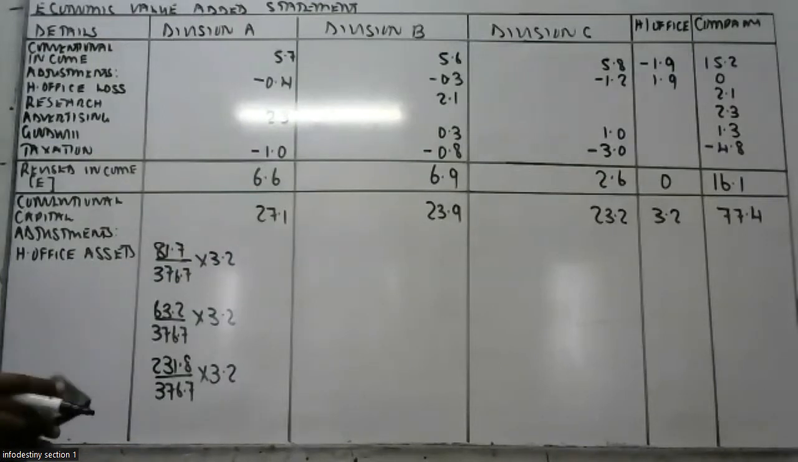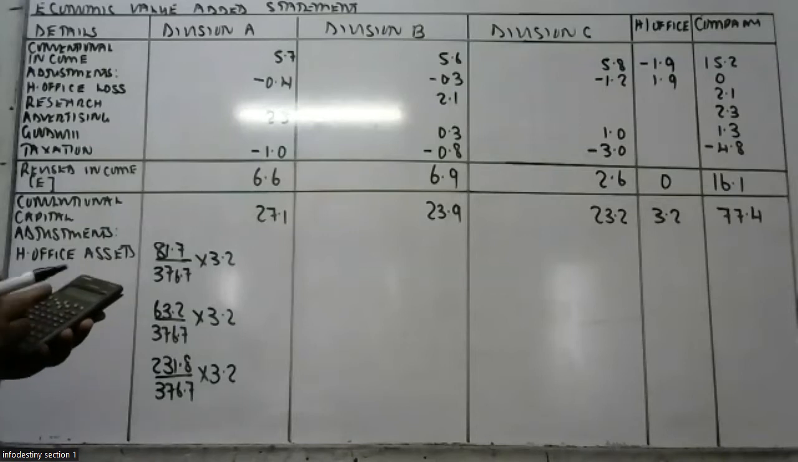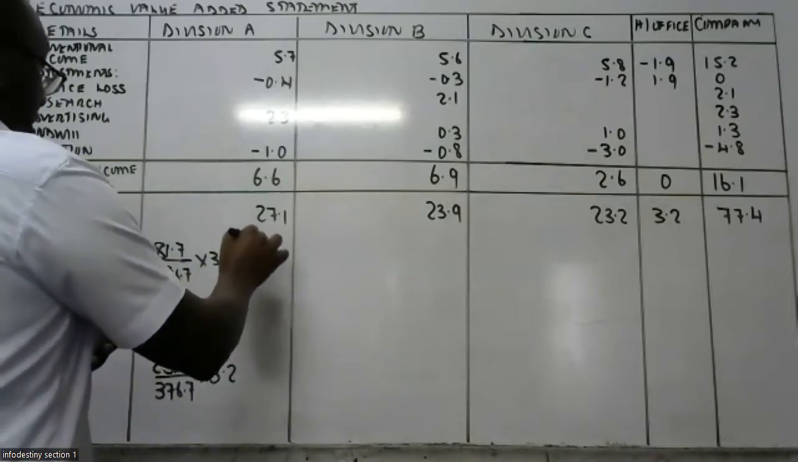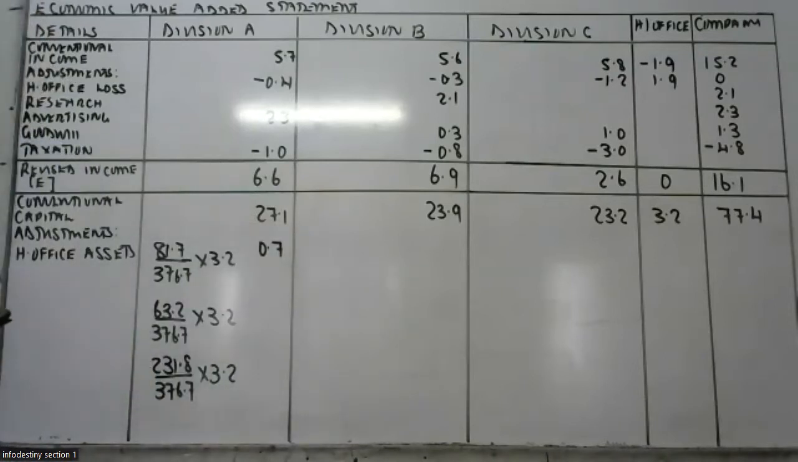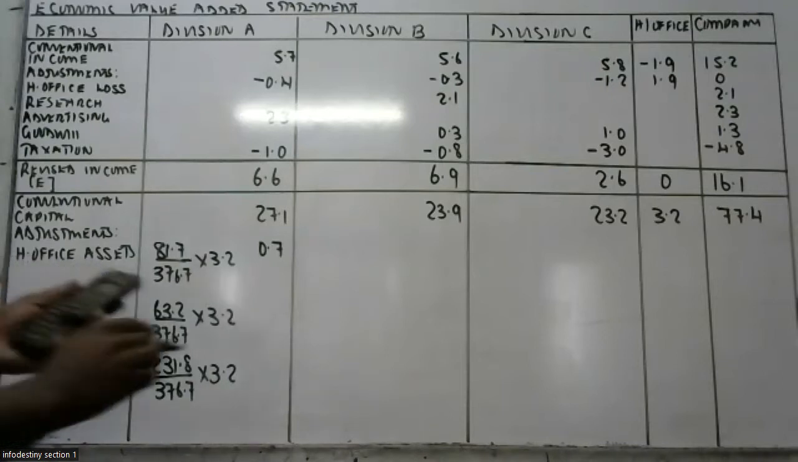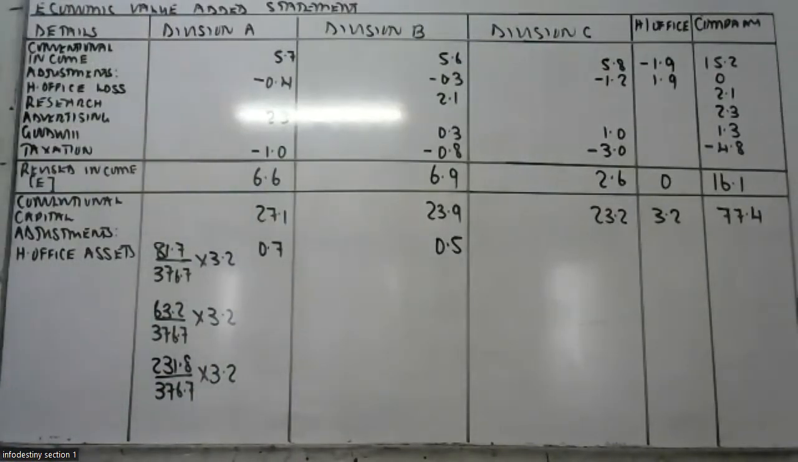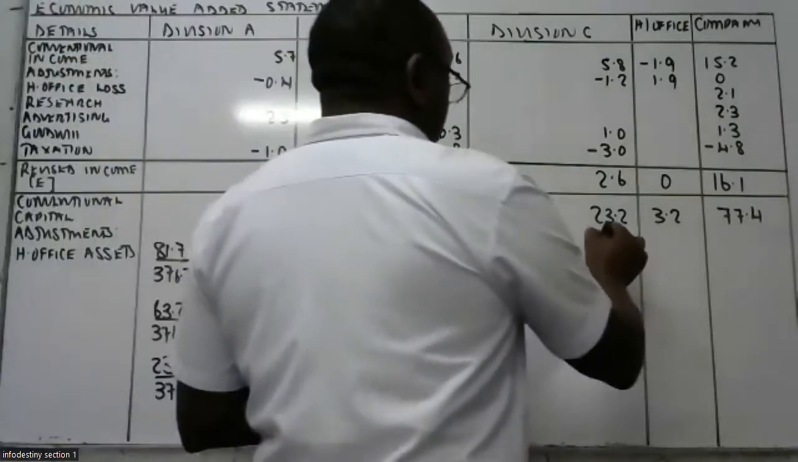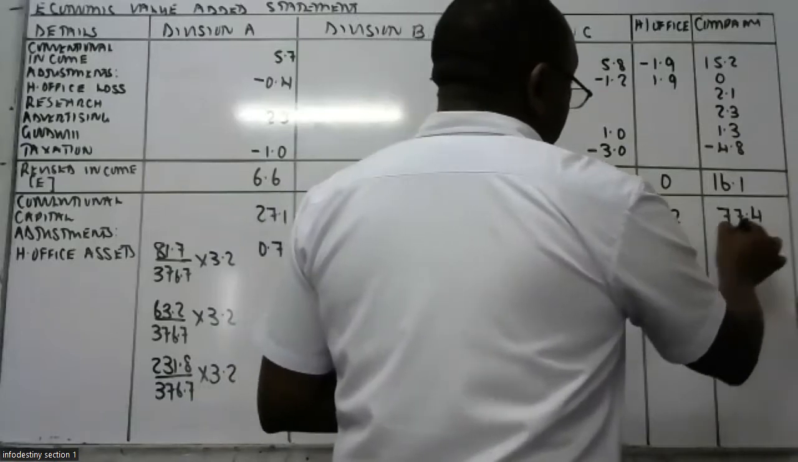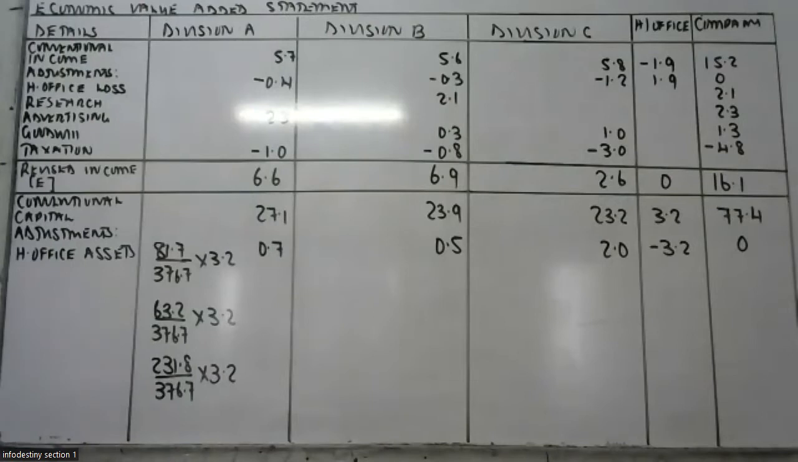So if I take my calculator, I find 81.7 multiplied by 3.2 divided by 376.7. That gives me 0.7 here. Then 63.2 times 3.2 divided by 376.7. I have 0.5. Now, because they must add to 3.2, I take 3.2, I erase 0.7, I erase 0.5. And that gives us 2.0. And then this one, I make it negative so that they disappear because we have shared. So the company is not going to experience them at that point.